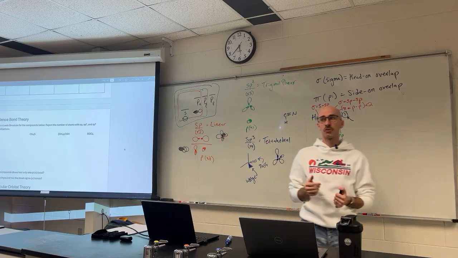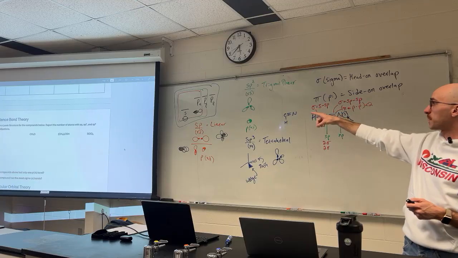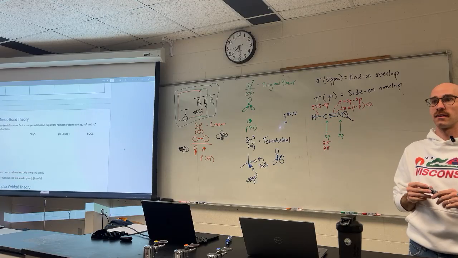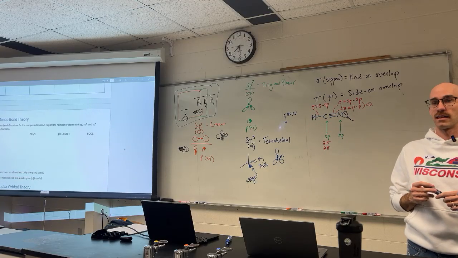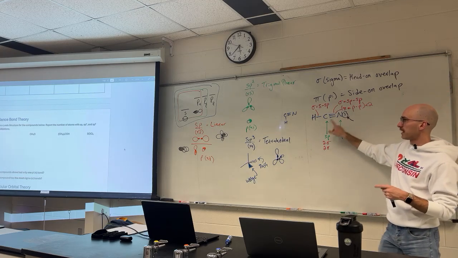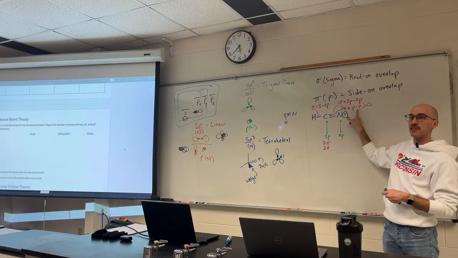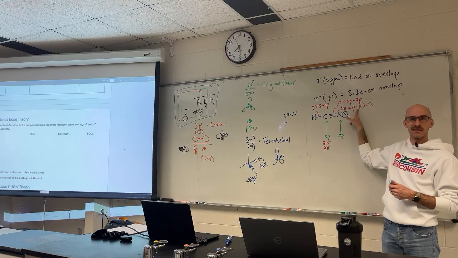It's not in an s orbital. Nitrogen doesn't have an s orbital anymore. That s orbital has been hybridized with one of the p's. It's not in a p orbital either. Nitrogen only has two remaining p orbitals, and both of them have been used to do pi bonding.